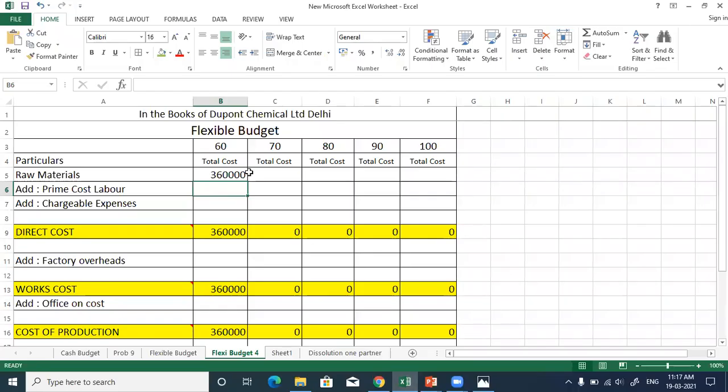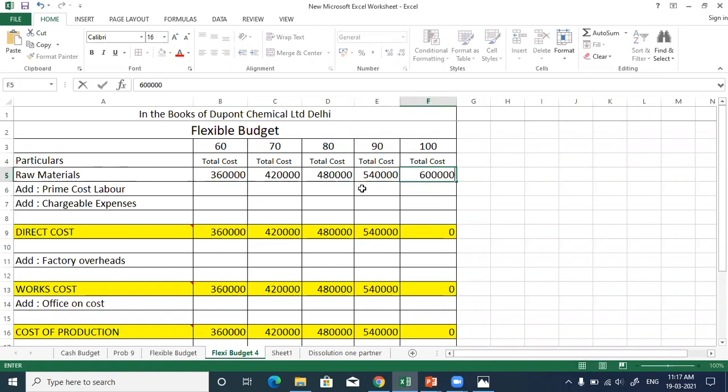मग तुमची या ठिकाणी 60%ला कॉस्ट किती आहे? 3,60,000. त्यात 60,000 ऍड करायचे, 60,000 ऍड केले किती आले? 4,20,000. त्यात पुन्हा 60,000 ऍड केले, 4,80,000. पुन्हा 60,000 ऍड केले तर you'll get 5,40,000 and again then you add again 60,000, that your figure becomes 6 lakhs. So it is very clear that they have mentioned, they've informed you at every 10% increase in the capacity, 60,000 will be the additional raw material cost that you're going to incur additionally. 10%च्या कॅपॅसिटी इन्क्रीजमध्ये रॉ मटेरियलमध्ये या ठिकाणी 60,000 काय होणार आहे? वाढ होत जाणार आहे. हा झाला पहिला रॉ मटेरियल.